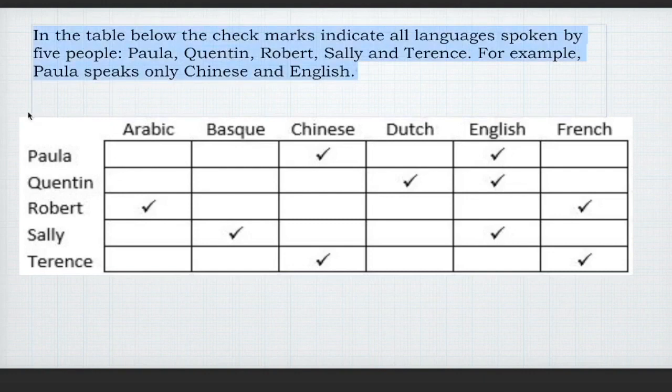In the table below, the check marks indicate all languages spoken by 5 people: Paula, Quinton, Robert, Sally and Terence. For example, Paula speaks only Chinese and English. Great. I look at Paula and I see there is a tick mark under Chinese and a tick mark under English. So Paula speaks only Chinese and English, and she does not speak these other languages. Quinton, for example, speaks Dutch and English, and Terence, lastly, speaks Chinese and French.